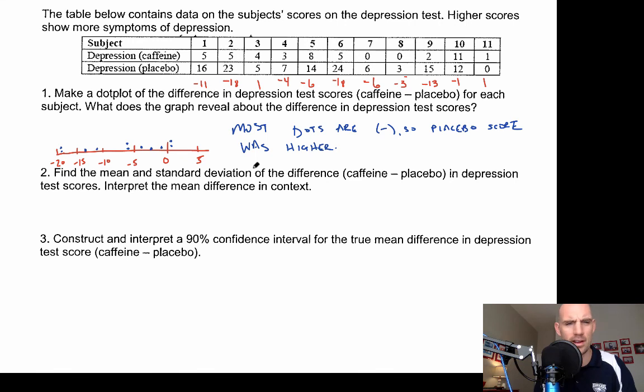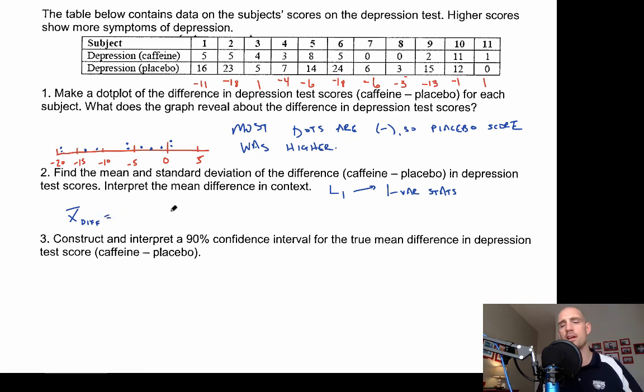So find the mean and standard deviation of the difference of caffeine minus placebo in depression scores. Interpret the mean in context. So again, this is a small list, right? So I could do my mean, but if I go put all my data into L1, and then I do my 1-Var Stats, that's going to give me my x bar, and I need to label this because this is x bar of the difference.